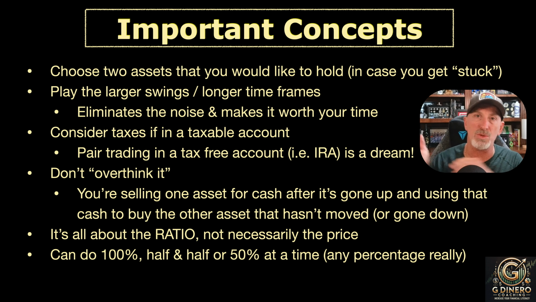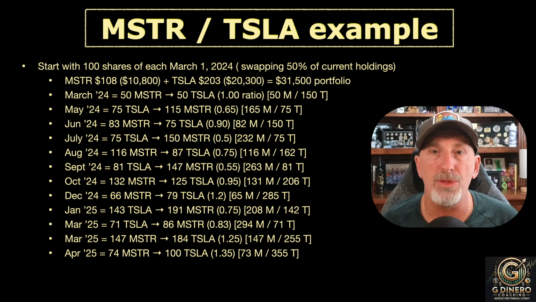Half and half is you just swap half the first time, half the second time, and you're left with no shares in that case. If you got a third signal to swap again, you wouldn't have any shares to do so. All right, so we're going to go through these examples.